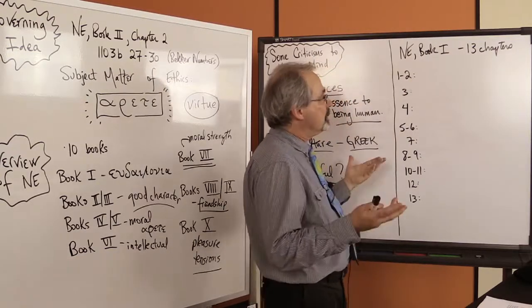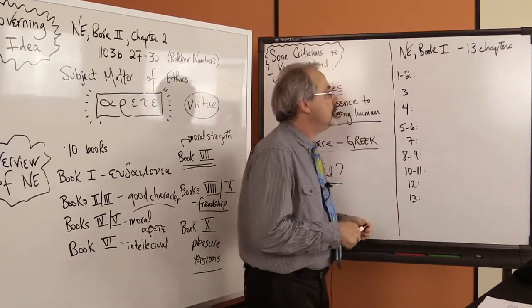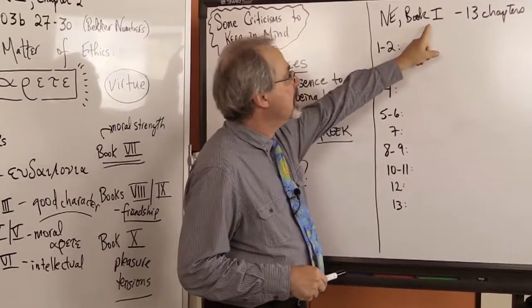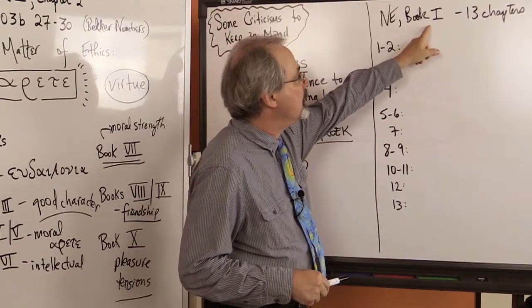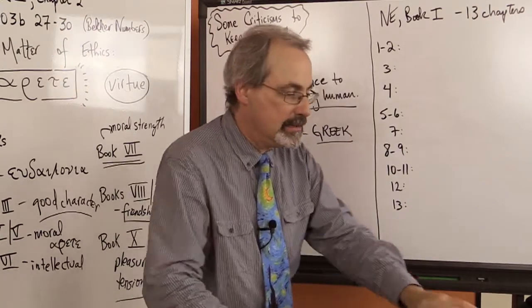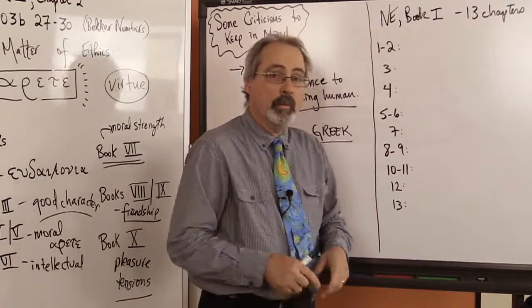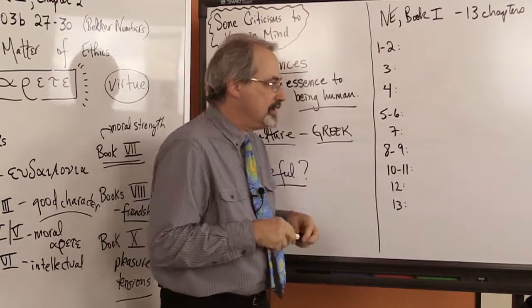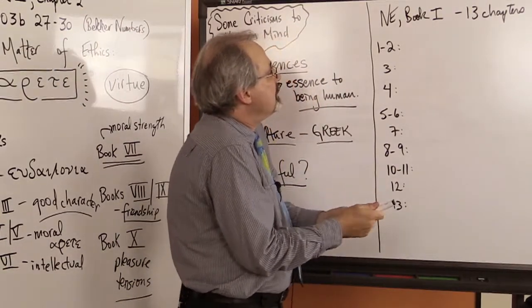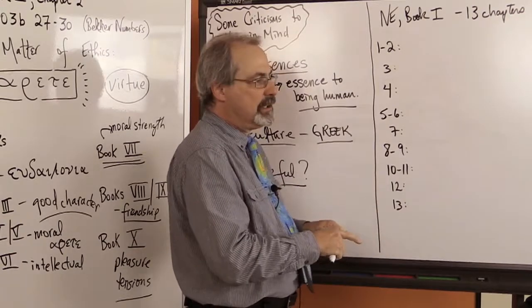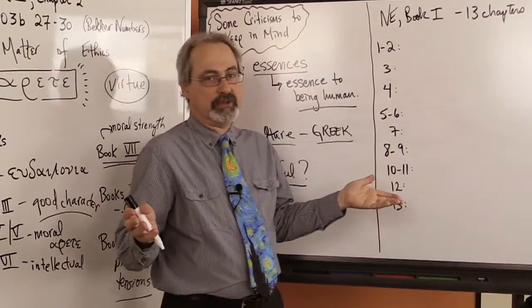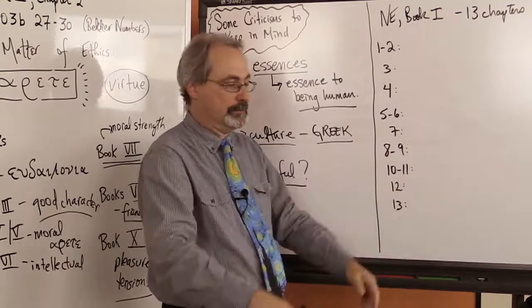Now, each book is divided into chapters, and what I want to look at in this video is just an overview of Book 1. It has 13 chapters in it. And in this sense, this is the blueprint. This is the book that lays out, shall we say, or articulates the skeleton that the other books are going to try to flesh out.